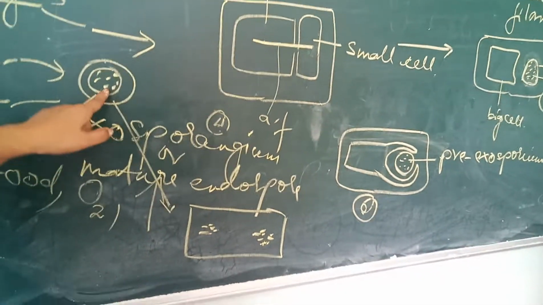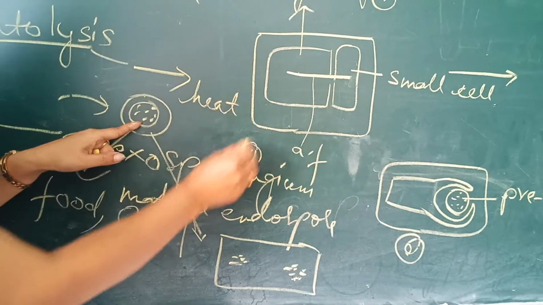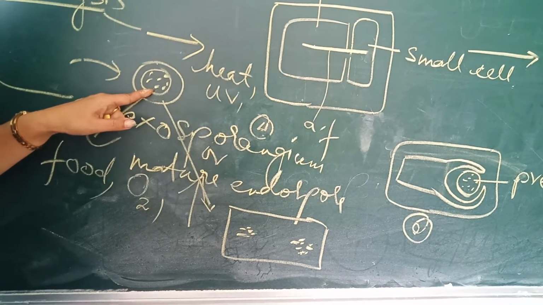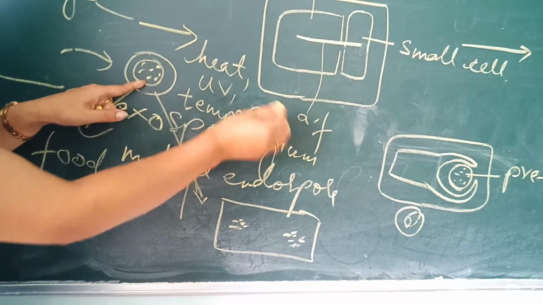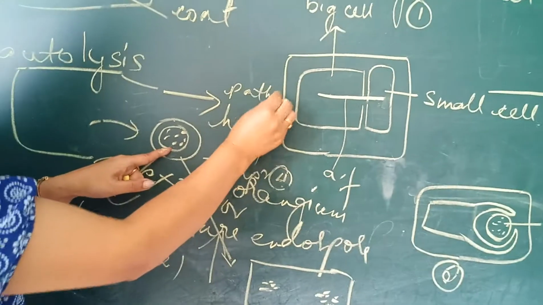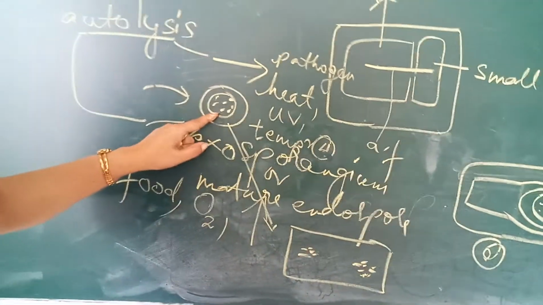Now these endospores are highly resistant. They cannot be killed by heat. They are resistant to ultraviolet radiation. They are resistant to high temperature. They are even resistant to some pathogens. So they are highly hard structures.